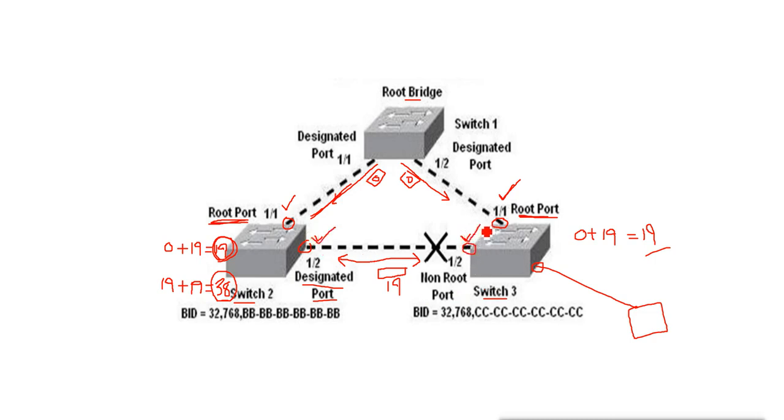Now for switch 2, this port is the designated port, and for switch 3, this port is the designated port. Now this designated port can create a loop. So after deciding the root port, the switch will see what other designated ports it has. It may have more than one designated port. So the switch will decide which designated port can create a loop, and then it can decide to block that port.